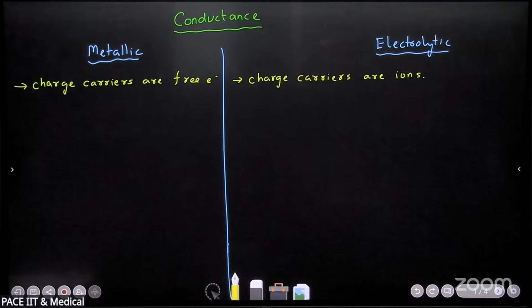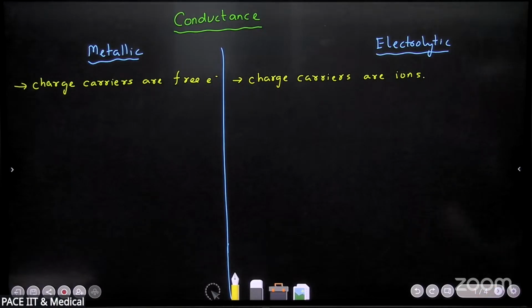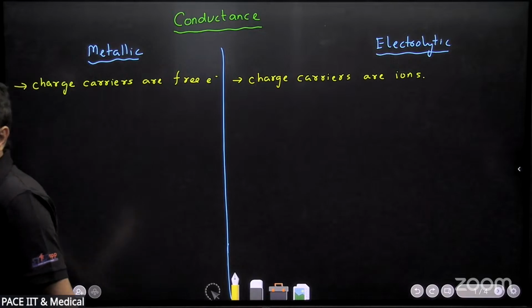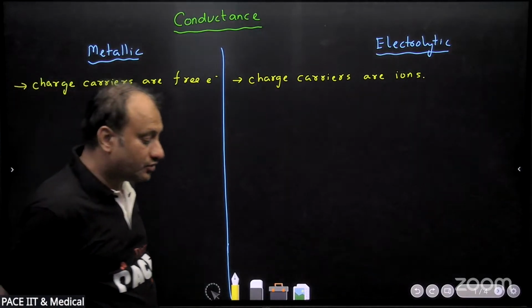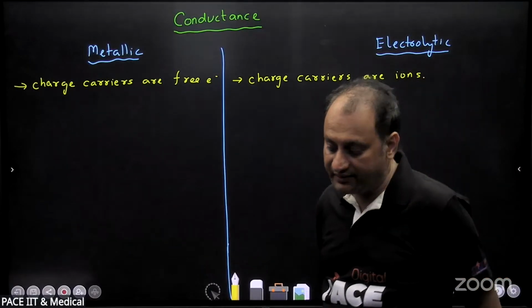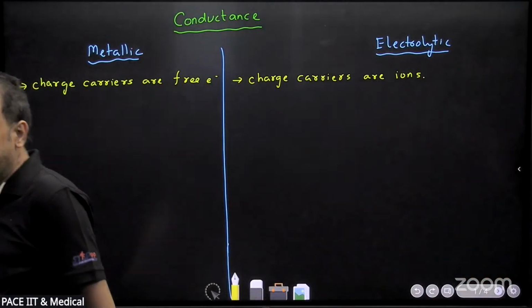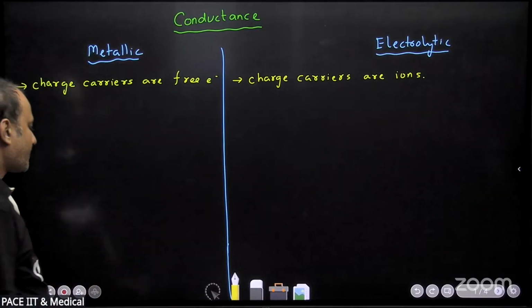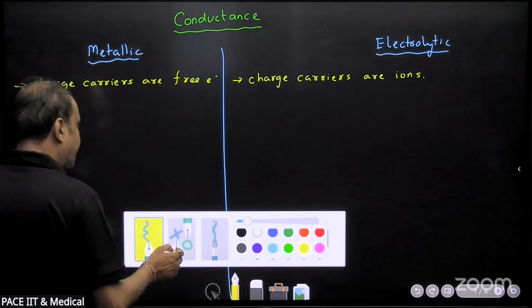In metallic conductors, the charge carriers are only negative charges. Only electrons conduct electricity. But in electrolytic conductors, the charge carriers are both cations as well as anions. So in electrolytic conductors, charge is carried by both positive and negative charge. Next difference.